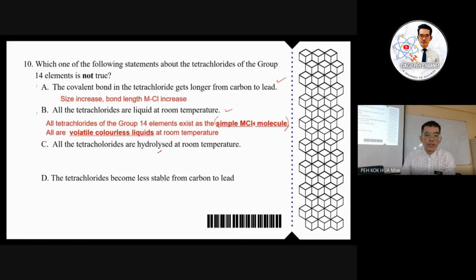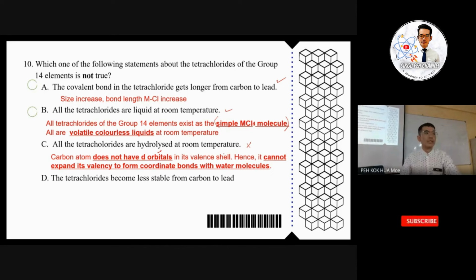Okay, then for C, all the tetrachlorides are hydrolysed at room temperature. So this one will be wrong. As we know, carbon does not have any d orbital in its valence shell, so it cannot expand its valency to form a coordinate bond with water. So the main reason is because of no d orbital for carbon. So that means not all. The others will be hydrolysed by water except carbon. So the answer actually is C. Okay, so this one is wrong already.